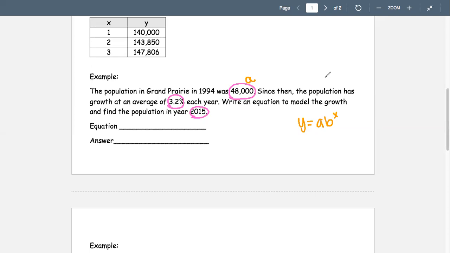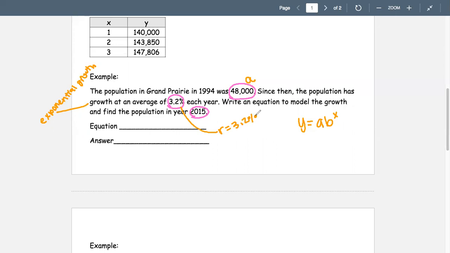The population has grown at a rate, wait, pause. If it's grown, is this exponential decay or exponential growth? Exponential growth. So I know this is exponential growth. And this is important because we have to know what to do with the R value. At an average rate of 3.2%. Because this is a percentage, I know this is not B, this is R, okay? Because it says percent, I know this is the R value. So my R value equals 3.2%.